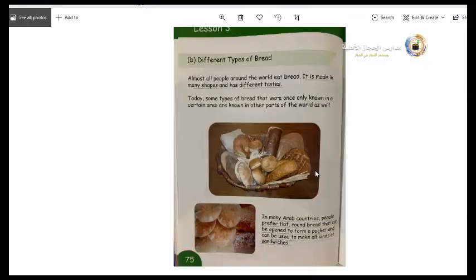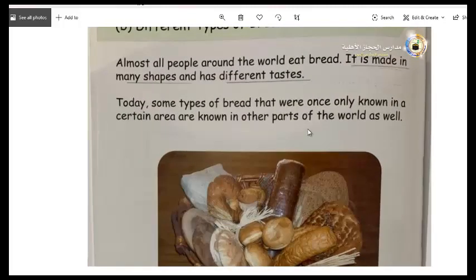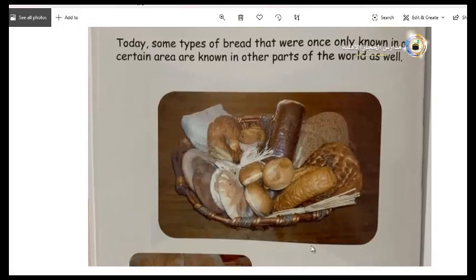Now, different types of bread. Almost all people around the world eat bread. It's made in many shapes and has different tastes. Today, some types of bread that were once only known in a certain area are known in other parts of the world as well. Yani, there were some kinds of bread we were not familiar with. We didn't know them, but nowadays we are familiar with all types of bread.